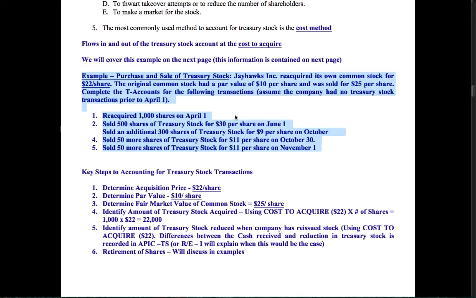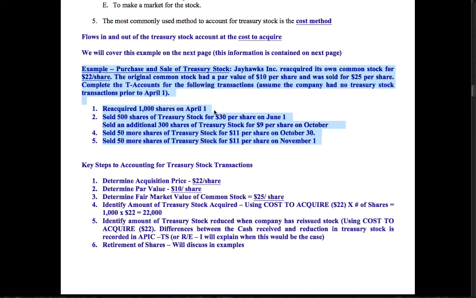But I just wanted to show you a few tips I have as you begin to work a problem such as this for your homework, quiz, or the exam. So, in this example, Jayhawks Inc. has reacquired its own common stock for $22 a share. The original common stock had a par value of $10 per share and was sold for $25 per share. And then there are 5 transactions listed here, and this will go in detail as we get into the example.